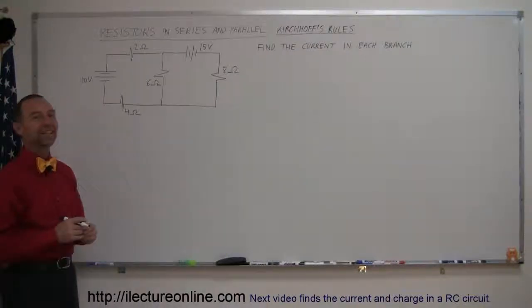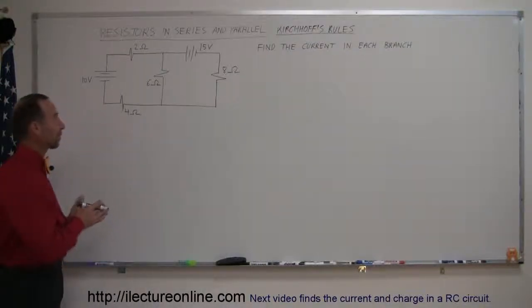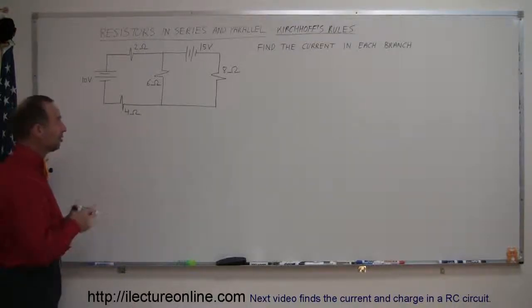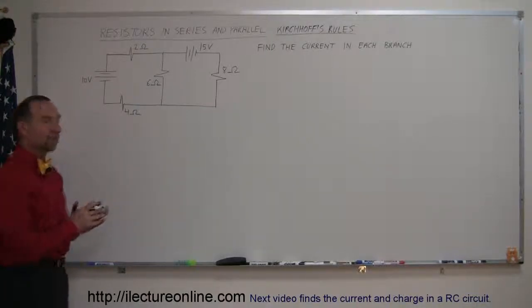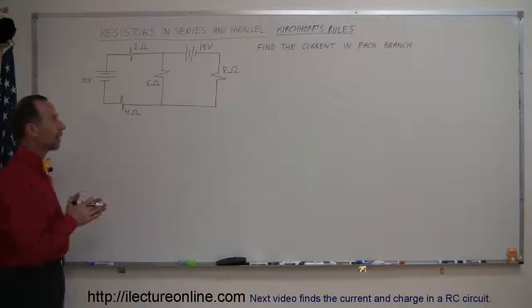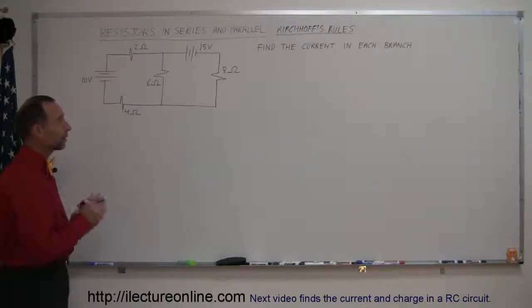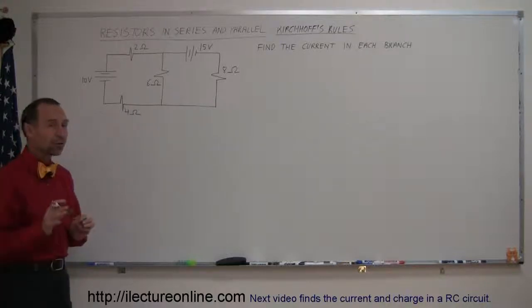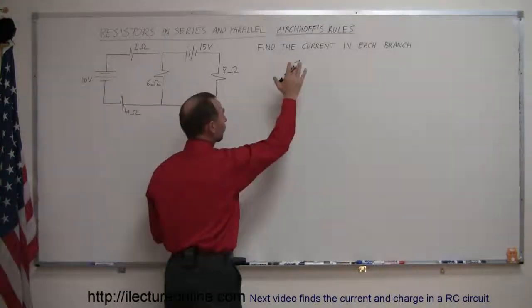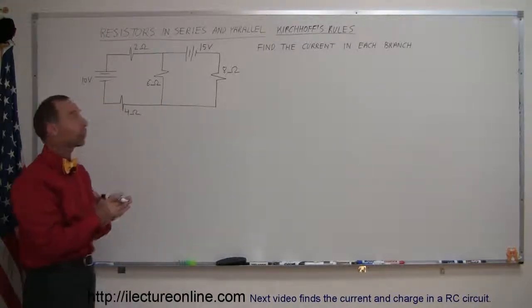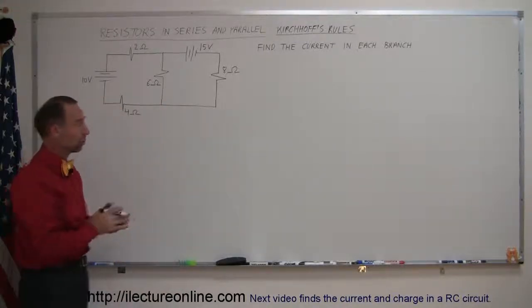Welcome to iLecture Online, and here's a very special type of direct current circuit. It does have resistors in parallel and in series, but it has multiple battery sources on multiple branches. This becomes a very complicated type of problem that, in our conventional way of solving circuit problems, you probably couldn't solve. So we're going to use something called Kirchhoff's rules, and we'll go over that in just a moment, to solve the problem where you're supposed to find the current in each of the branches.